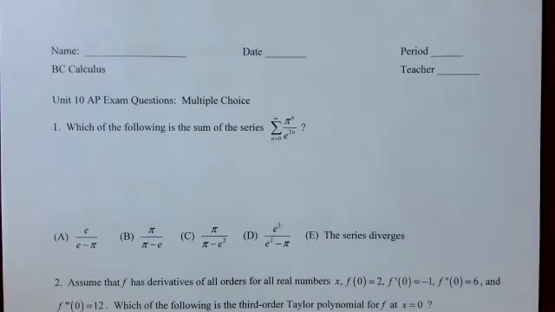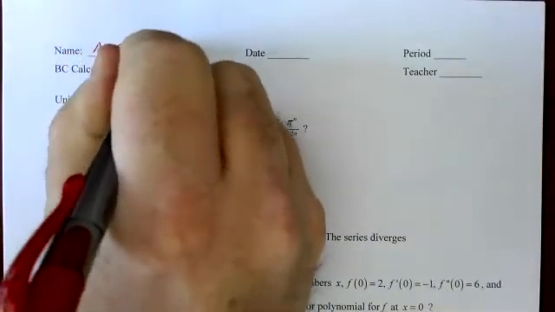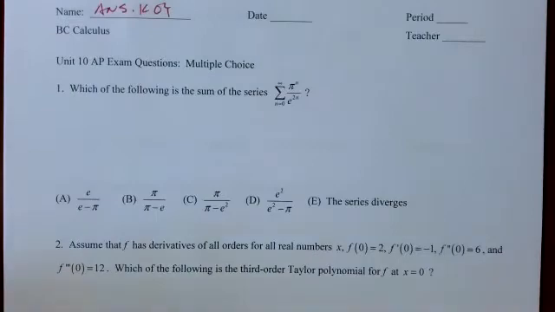Unit 10 AP exam review questions. So these are the problems worked out. Which of the following is the sum of the series? Well, if we're adding it up, it's geometric.